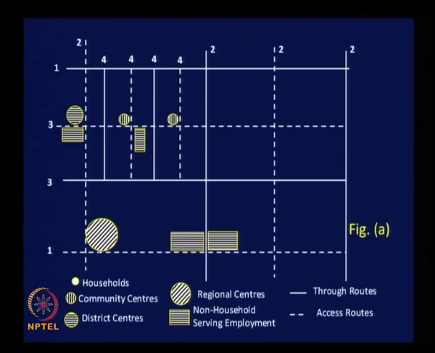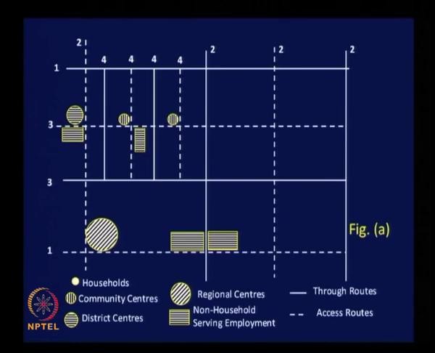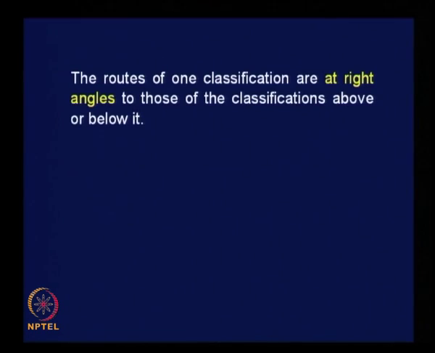Hampshire is almost another satellite town of London, newly developed area. So, since there was flexibility in trying out new concept, they tried this concept in that particular city. To summarize, we have to say in this case the routes of one classification are at right angles to those of the classification above or below it. That is what we have seen, right.